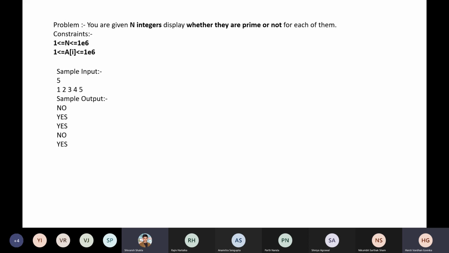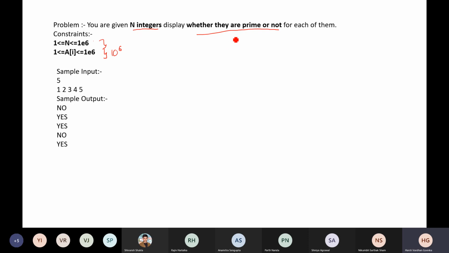Okay, so let's start with the problem. From this we will understand how the sieve works. The problem statement for today: you are given n integers, and for each of them you have to display whether it is prime or not. n, the number of integers, is in the range of 10 to the power 6, and the numbers are also in the range of 10 to the power 6.